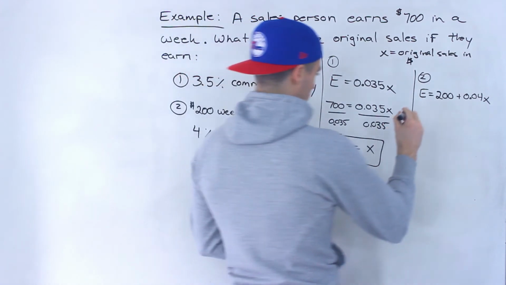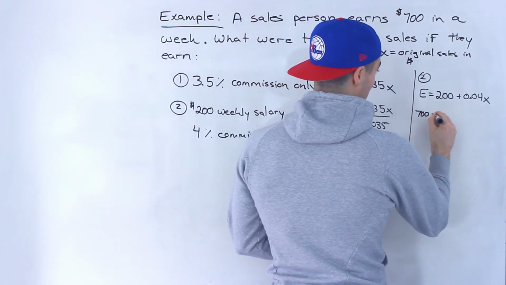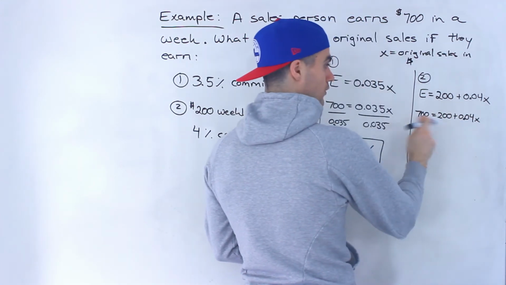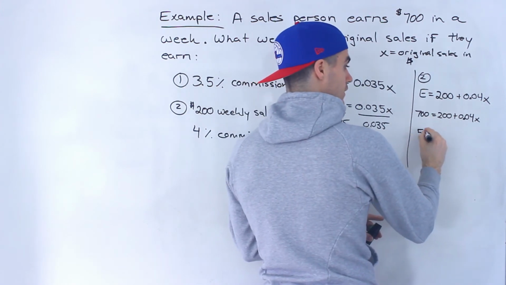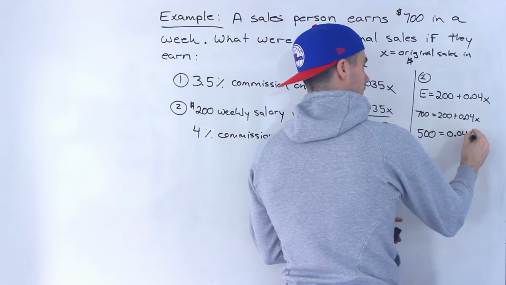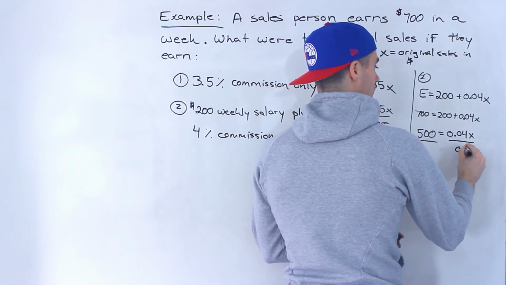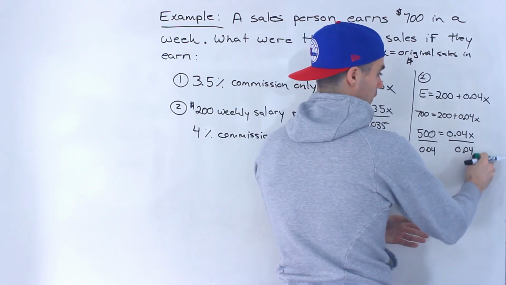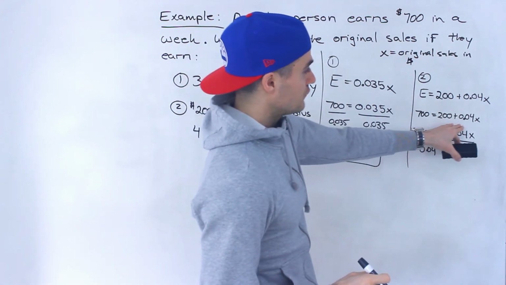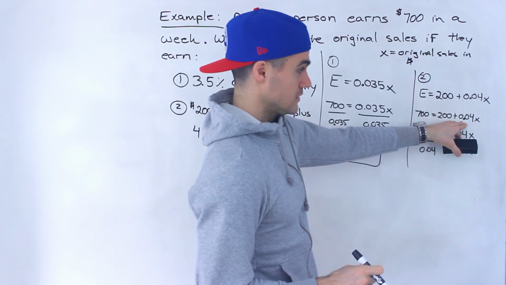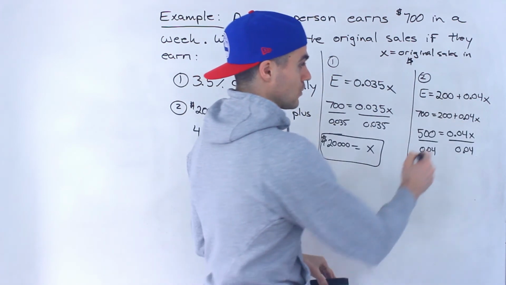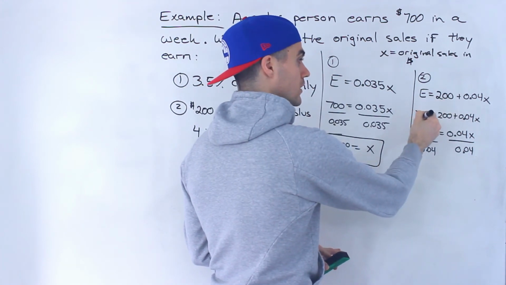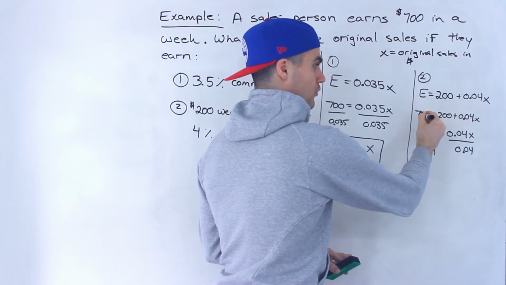And over here, if we let E be 700, we're isolating for this X. So first we would bring the 200 over. 700 minus 200 would give us 500. And then we would divide both sides by 0.04. Before dividing anything in front of the variable that we're isolating for, we got to get everything else on the other side first. So this $200 we would bring over. You can also divide everything by 0.04 at this stage.